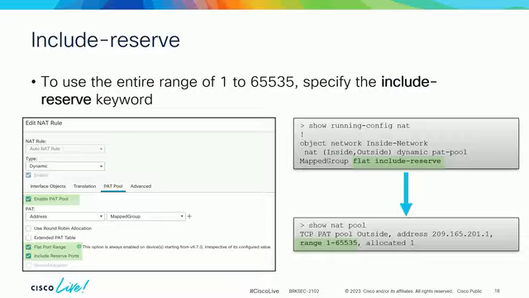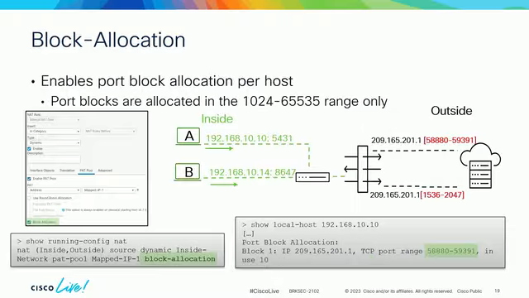The last PAT pool option that we will cover is block allocation. And block allocation is also known as carrier-grade NAT. When we use the block allocation keyword, the firewall will allocate a block of ports per host. And depending on how it is configured, it could allocate another block of ports for the same host.